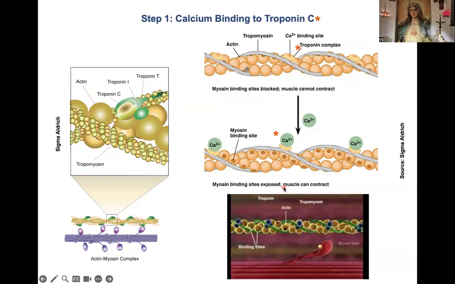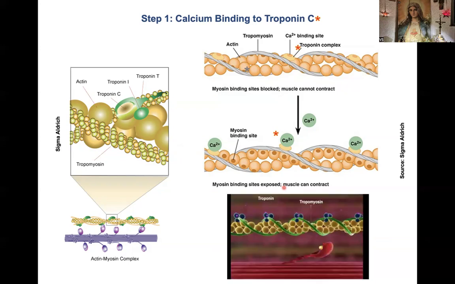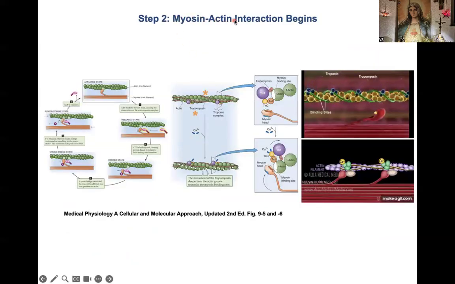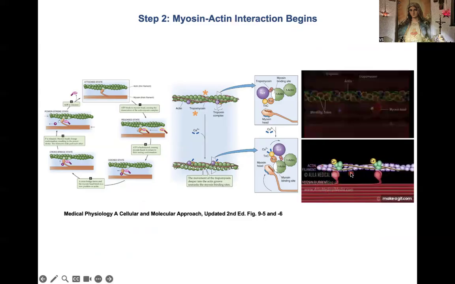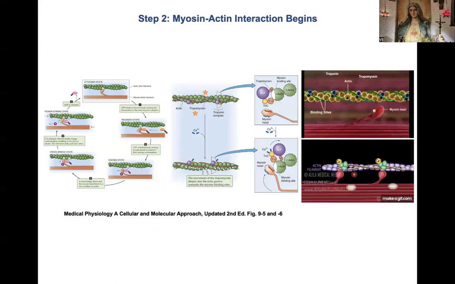Tropomyosin acts as a gatekeeper, preventing myosin from binding to actin until calcium initiates the structural change. Without this step, actin and myosin cannot interact, and contraction cannot begin. Now to step 2. Myosin-actin interaction begins, as we see here in this animation. With actin now accessible, myosin heads attach, initiating the cross-bridge cycle, the foundation of muscle contraction.